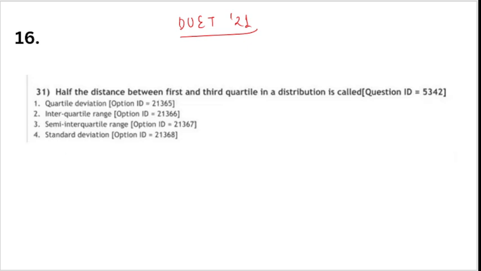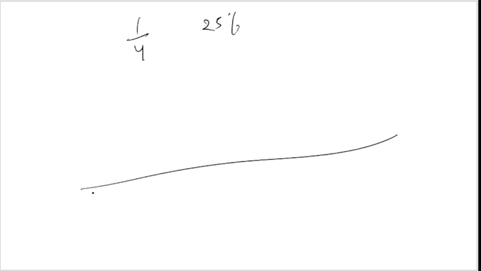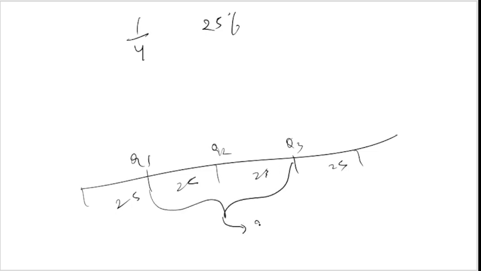So the question says, let me add another slide, about quartile. Quartile means 1/4, which is 25%. So for example, this is the whole data set. So this is 25%, then 25%, then 25%, and then again 25%. So this is going to be the first quartile, second quartile, third quartile. So the difference between the first quartile and the third quartile is known as interquartile difference.